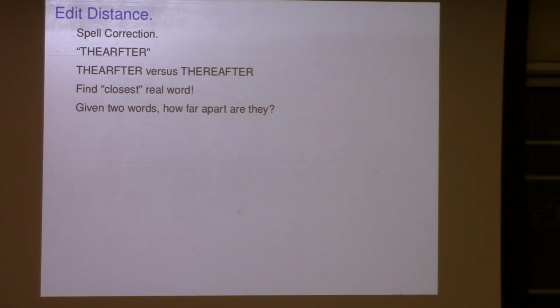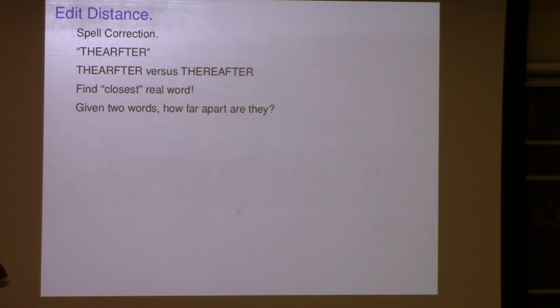Okay, so in spell correction, well, I clearly meant thereafter, right? Does that make sense? When I typed the thing on the left, I meant the thing on the right. Is that fine? Okay, so in some sense, what is the problem of spell correction? It's to find the closest real word. Okay? Given two words, how far apart are they? How do you even decide how far apart they are?